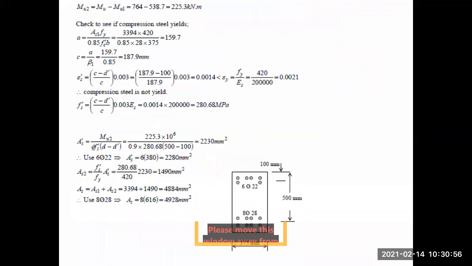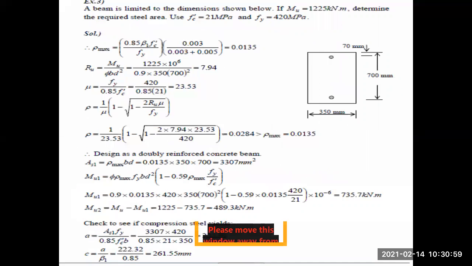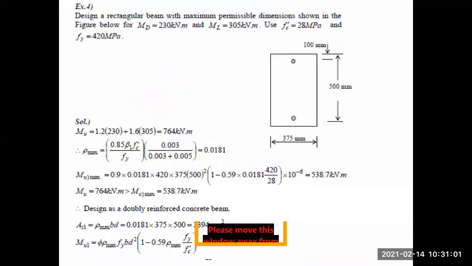Second example. Design a rectangular beam, with permissible dimensions shown. The moment for dead load and the moment for live load are given. So the dead load moment is calculated separately from the live load moment, along with f sub c prime and fy. All you need to do is get the Mu.